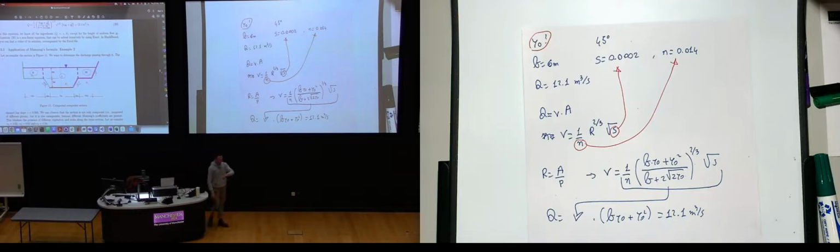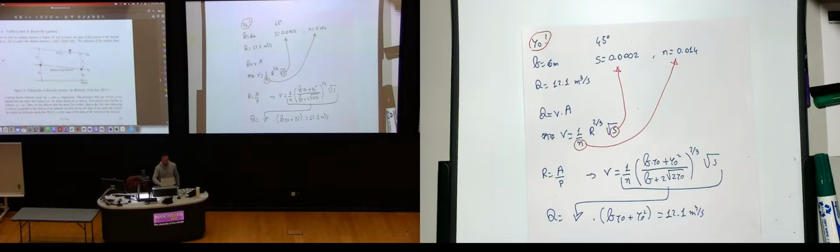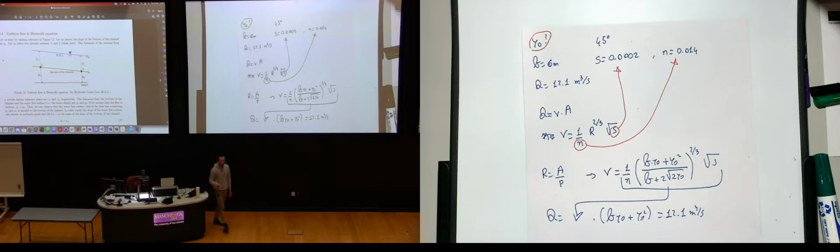Let me face a more complicated problem. This is a compound composite section. Compound, made of different parts. Composite, where there are different Manning coefficients. You play the very same game as we did before. So you divide your cross-sectional area into simple blocks. And then you sum up the contributions exactly as we did before. May I move forward?